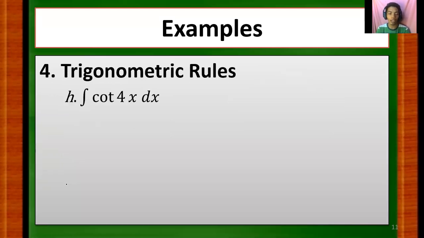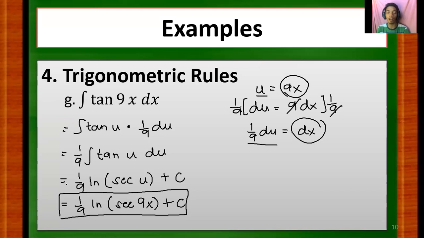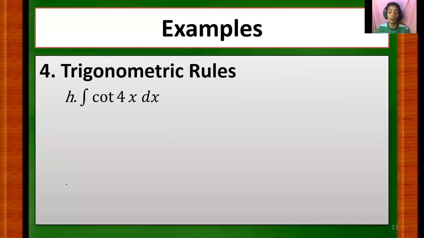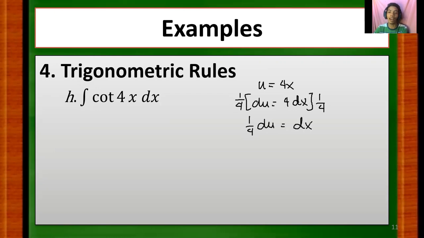Next tayo, letter H. Okay, so malinaw yung example letter G. So example letter H tayo. Ang u natin is 4x. Very good. At ang du natin is 4 dx. Saan i-multiply? Both sides sa 1/4. Okay. So now, magkakaroon tayo ng 1/4 du is equal to dx na lang, kasi na-cancel na to. So now, 4x, palitan ng u. dx, palitan ng 1/4 du.